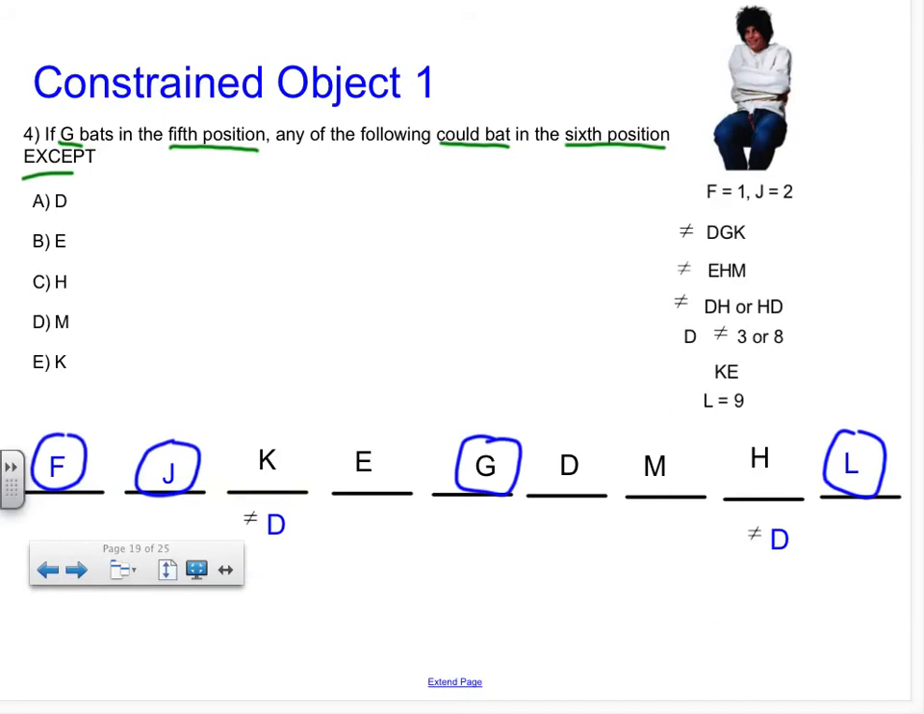So the first condition is D, G, and K are separated. Yep. E, H, and M are separated. Yes, they are. D is not next to H, right? They're separated by M. D is not in the 3rd or 8th position. E comes after K, and L is 9. So A can be eliminated because D could be in the 6th position right here. Okay, so let's clear the board and try again.